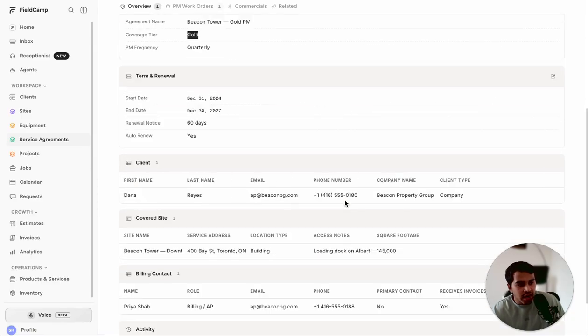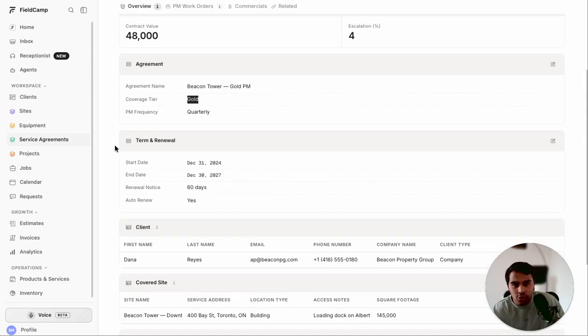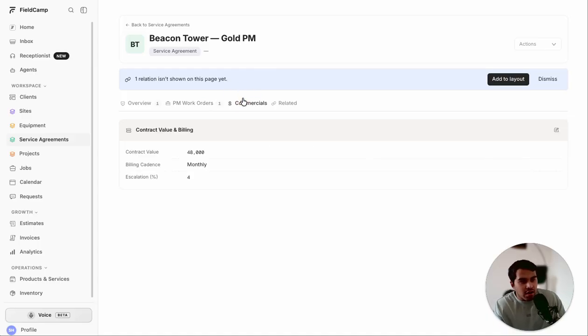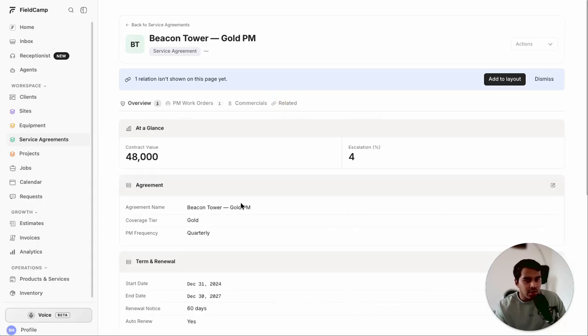Now I also have additional things, for example contract value, billing cadence, start and end dates, and an escalation percentage, so the price steps up each renewal automatically. Then I have the work orders which have been automatically created. What I mean by that is people need to be sent out into the field to execute these visits. I have all the commercials, as I said, the cadence, and any other things I want.